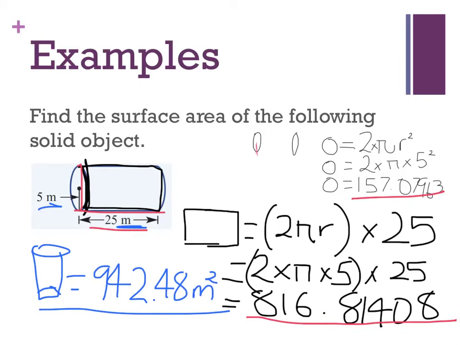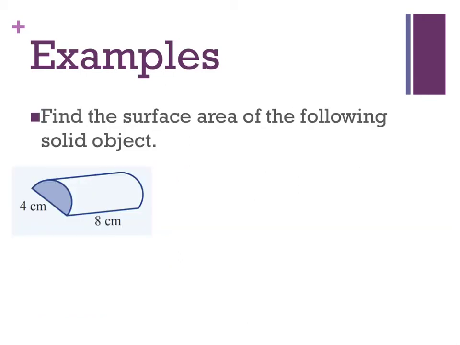Things to remember there: work out the 2 circles first, then using 2 pi r, work out the area of the rectangle second. Okay, let's have a look at one more example. This time, guys, I've got a bit of an issue. I've got a semicircle, like a half cylinder. So I've got a semicircle on the front and it's cylindrical.